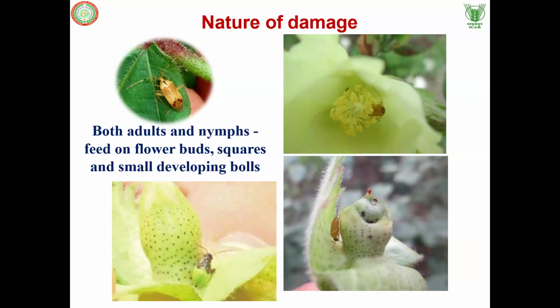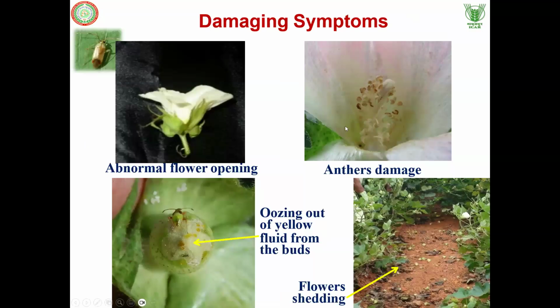This nymph goes and directly feeds on the anthers, and especially the flower buds. When it feeds directly on the squares, the entire flower square sheds. Here you can see that the flower should open normally, but the flower does not open properly. And one more important aspect is that there will be shedding of the anthers. If the anthers are getting damaged, then we will not get a sufficient quantity of pollen. If there is no pollen, there will be no fertilization. If there is no fertilization, obviously the flowers or squares will drop.